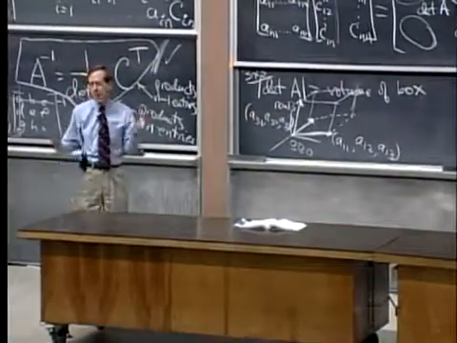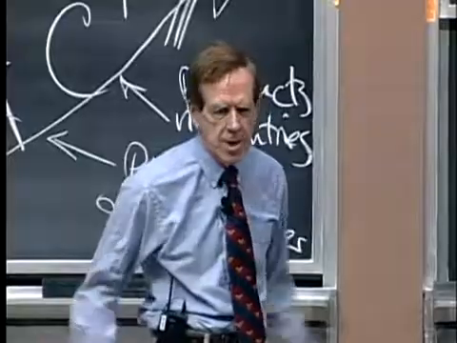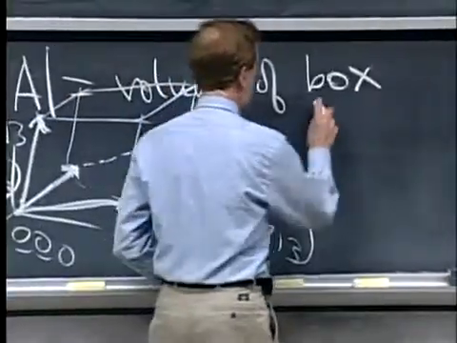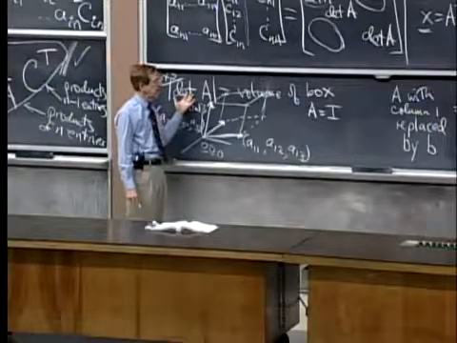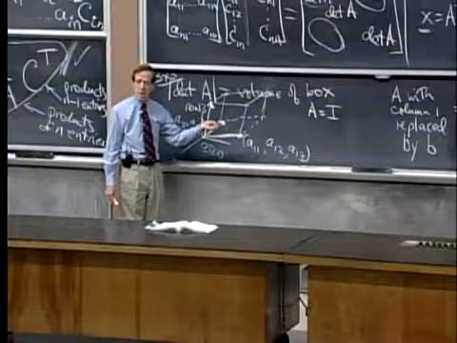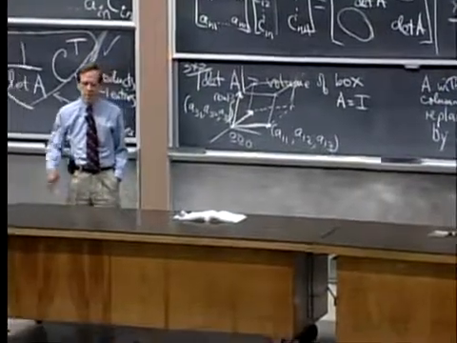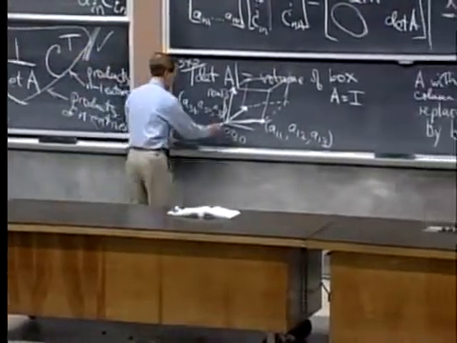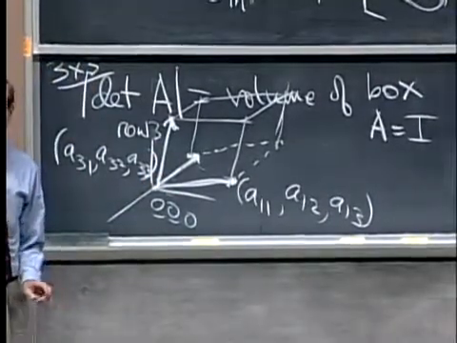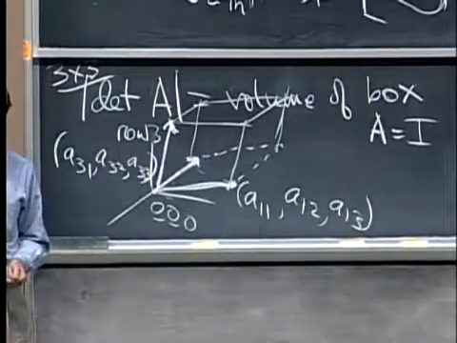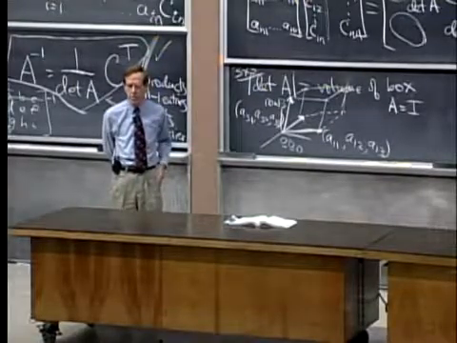And so one special case is what? A equal identity matrix. So let's take that special case. Does the determinant of the identity matrix equal the volume of the box? Well, what is the box? If A is the identity matrix, then these 3 rows are the 3 coordinate vectors, and the box is? It's a cube. It's the unit cube. So if A is the identity matrix, of course our formula is right.